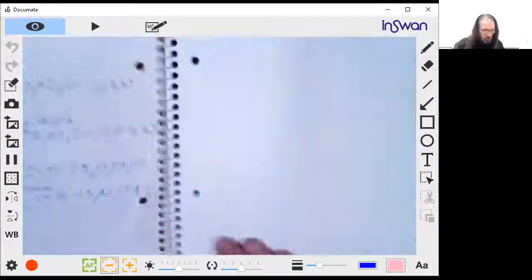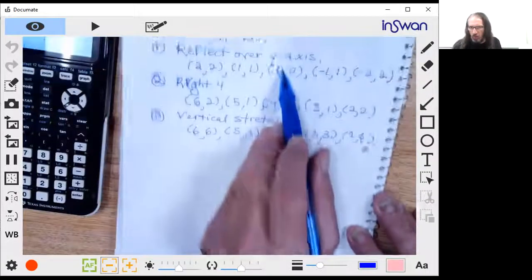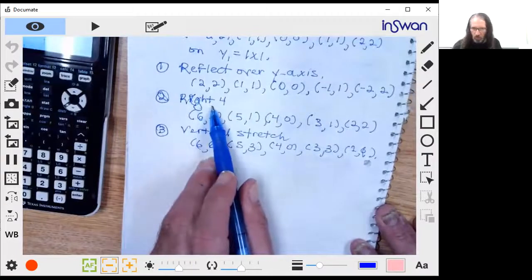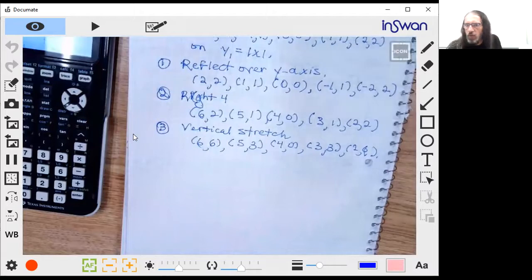It's got to be in the order of reflecting over the y-axis first, then going right 4, and then the vertical stretch. That's all for now.